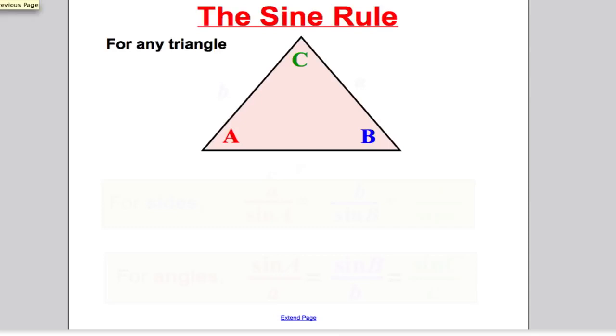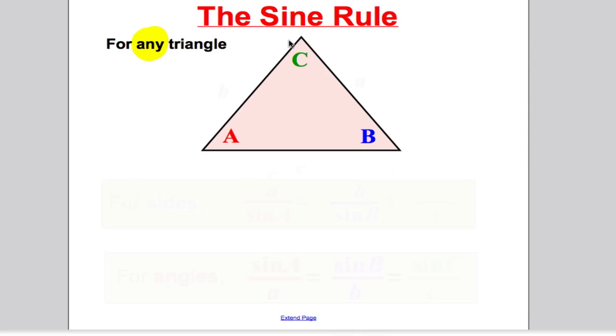Now, the sine rule works for any triangle. So if you see a triangle without a 90 degree in particular, you can think to yourself, is the sine rule working here? Or later, the cosine rule. Remember, for Pythagoras and normal trigonometry, SOHCAHTOA, you needed 90 degrees. For the sine rule, it works for any triangle, it doesn't even have to have a 90 degrees.